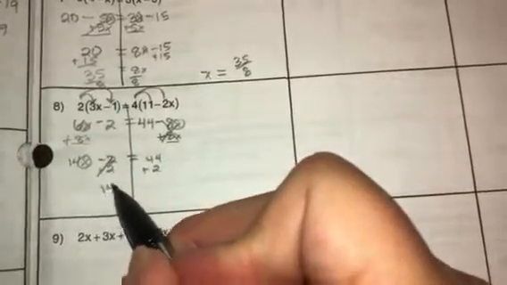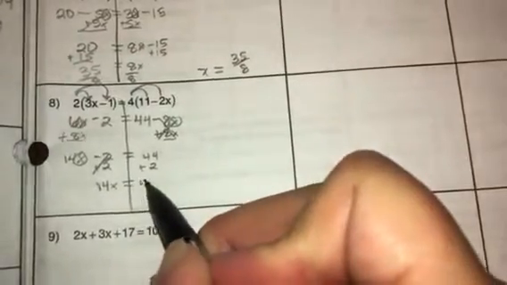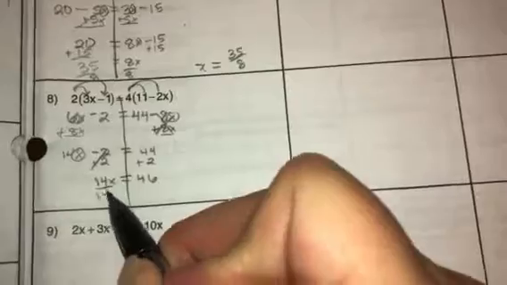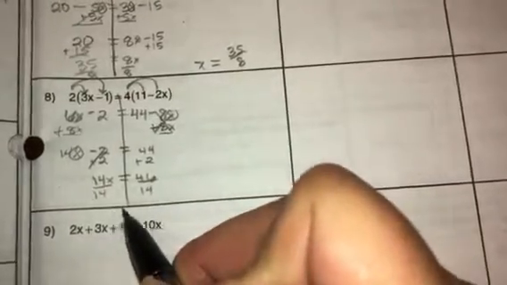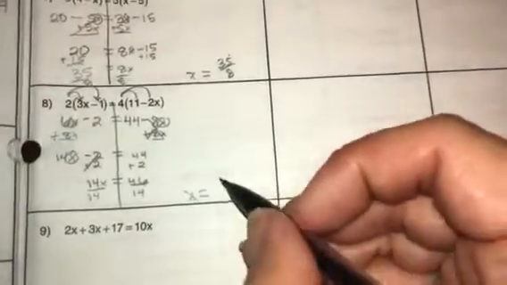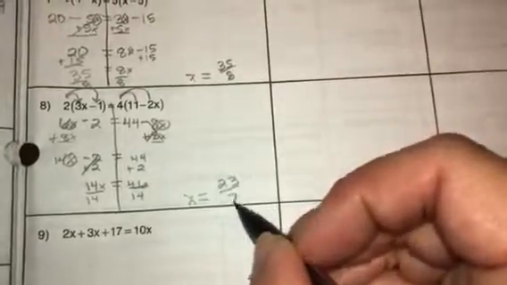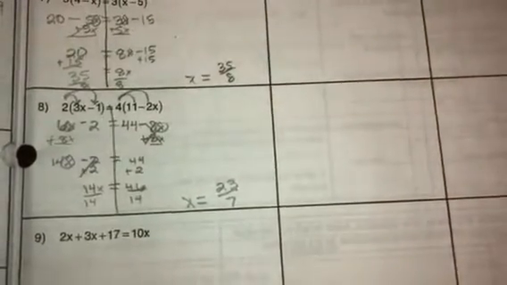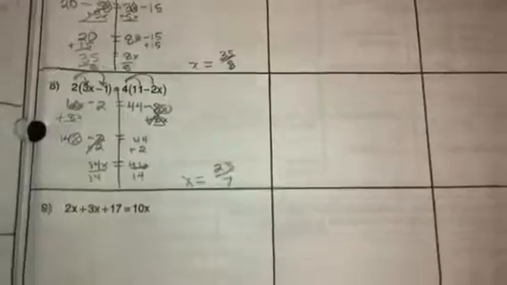We'll bring down what we have. 14x is going to equal 46. And divide both sides by 14. And we'll write our answer over here. X would equal, well, let's think. Can we divide 46 evenly into 14? That's a no, so we can reduce this at least. If we reduce by 2, we would get 23 over 7. Okay, so that would be our answer. So that's how you handle distributive property.